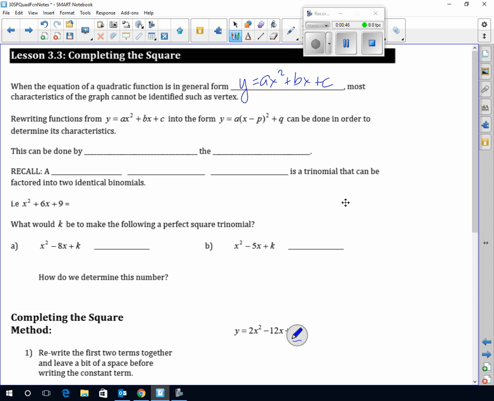So rewriting y equals ax squared plus bx plus c into the form y equals a(x minus p) squared plus q can be done in order to determine its characteristics. This can be done by what's called completing the square.